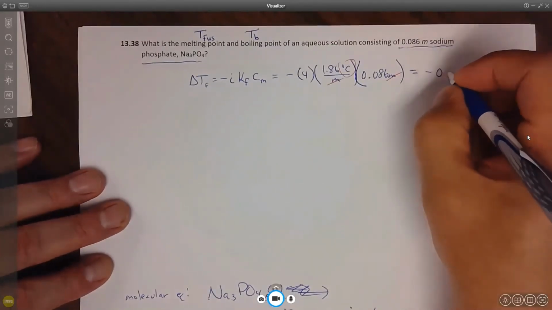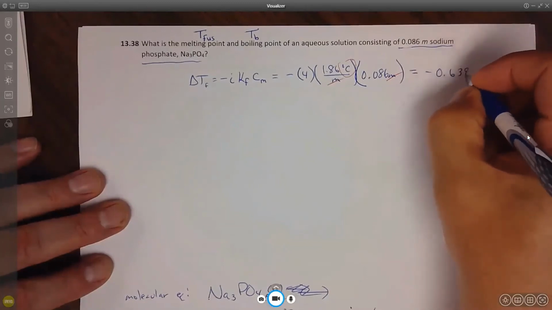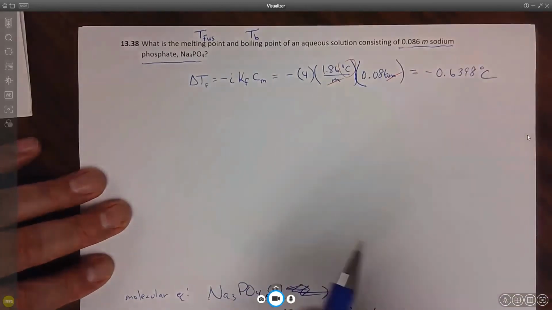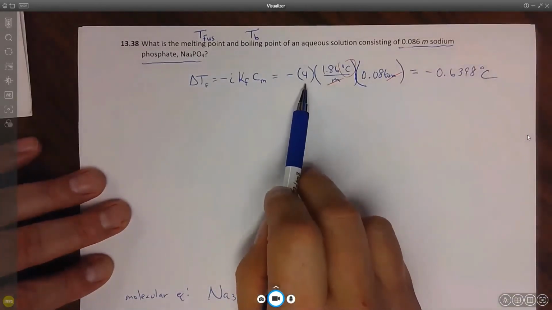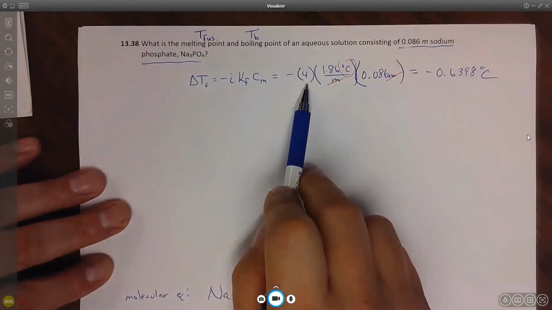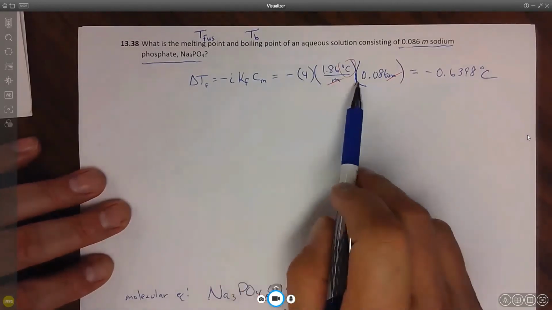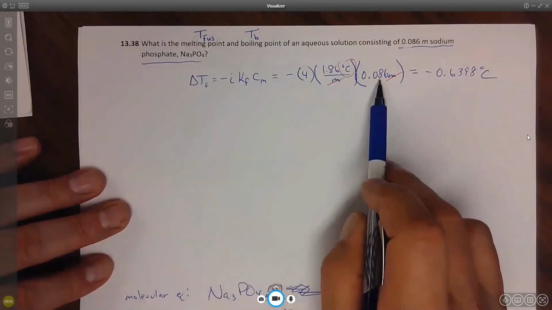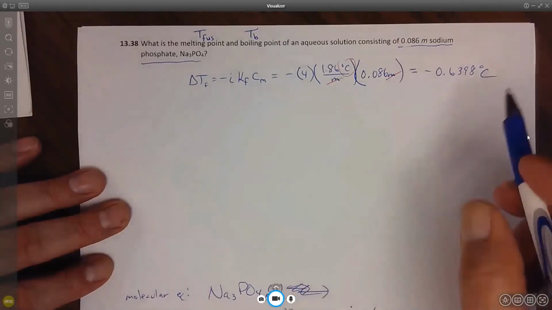negative 0.6398 degrees Celsius. This number is exact, right? That's a counted number. It's going to break up into 4 particles. This has 3 sig figs. This has 2 sig figs. So this has 2 sig figs.